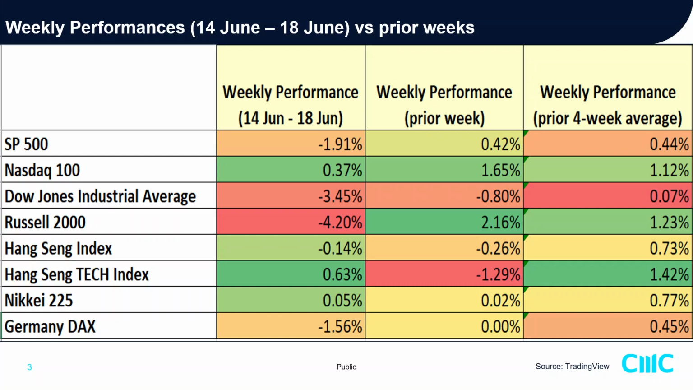As you all know, the Dow Jones Industrial Average is heavily weighted towards cyclical stocks. Also pretty lackluster on the Russell 2000, negative 4.2% versus its prior week 2.16% performance and its prior 4 week average of 1.23%. What's interesting is we start to see some media reports saying that, given the dollar strength picking up, some of the Asia stock markets will be badly hit, especially China-related stocks. But the numbers are telling a different picture.